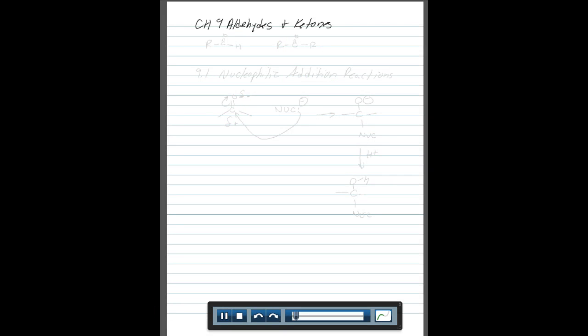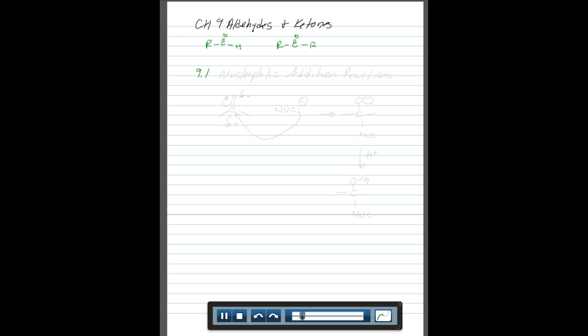All right, chapter 9 now, we're going to continue our discussion on aldehyde and ketone functional groups. Just to remind you, an aldehyde has a hydrogen on one side of the carbonyl, and a ketone has two R groups, or two carbon groups, on each side of the carbonyl. 9.1 just briefly talks about aldehydes and ketones.